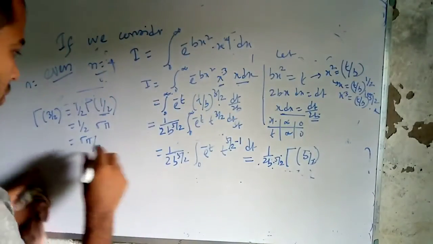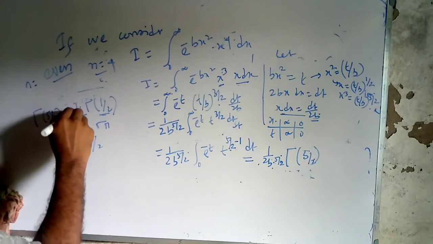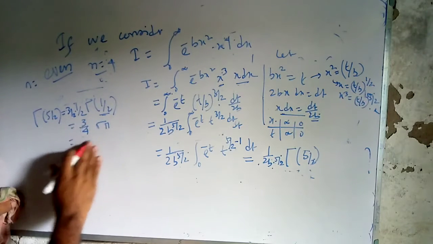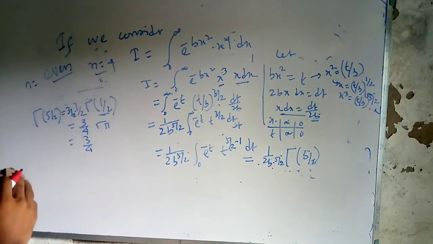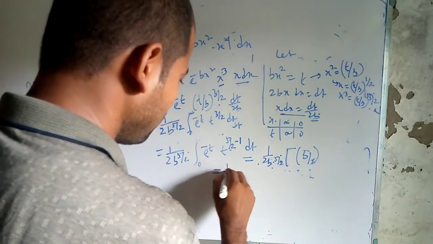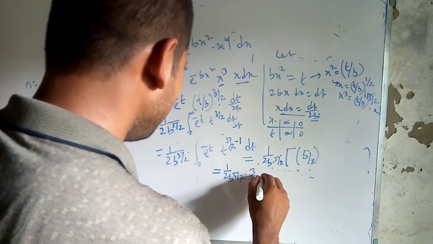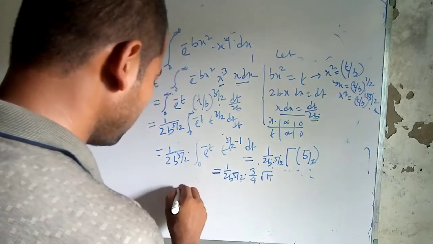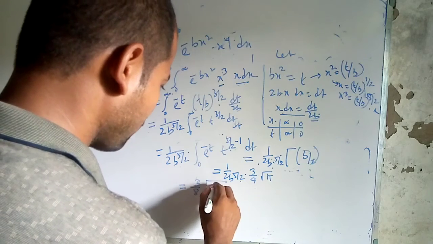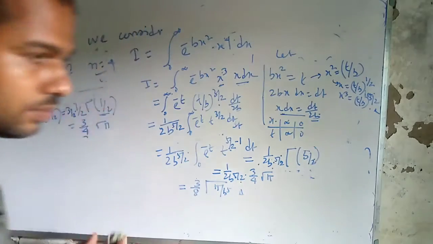Now at this point we calculate: what about gamma of 5 by 2? Gamma of 5 by 2 is equal to 3 by 2 into gamma of 3 by 2, which is 3 by 4 root pi. Putting in this value, 1 by 2b to the power 5 by 2 into 3 by 4 root pi, hence we obtain 3 by 8 root pi by b to the power 5. This is the answer.